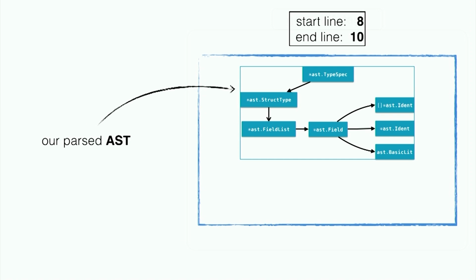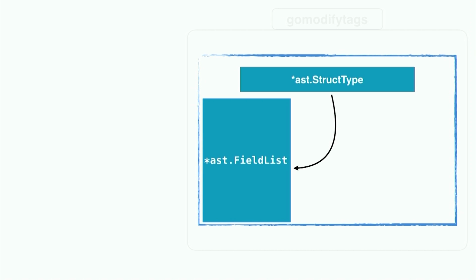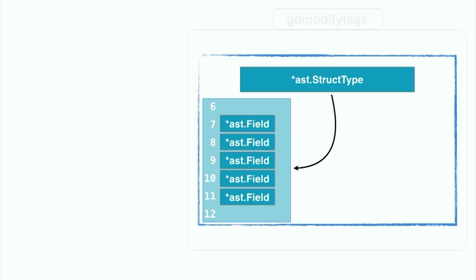So we have the starting and ending line positions, and this is the node we parsed already, and this is the struct we are going to modify. Let's deep dive into this struct type. It has a field list, as you remember, and this field list has many fields. If you have multiple fields, this will also have multiple fields.